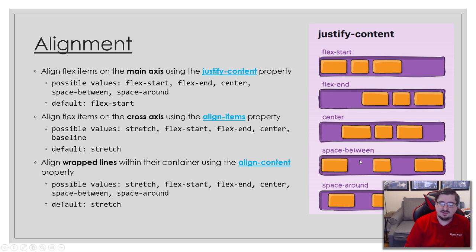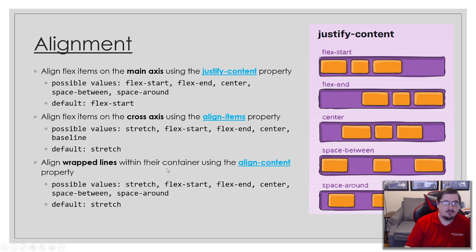Space between says make the space between each of the elements the same: take all the white space and divide it up evenly. Or space around will also reserve some space for the edges. So you can see with space between, there's no space on the left and the right edges, but with space around, there's some extra space on each side, and namely the extra space at each edge is half of one of these spaces.